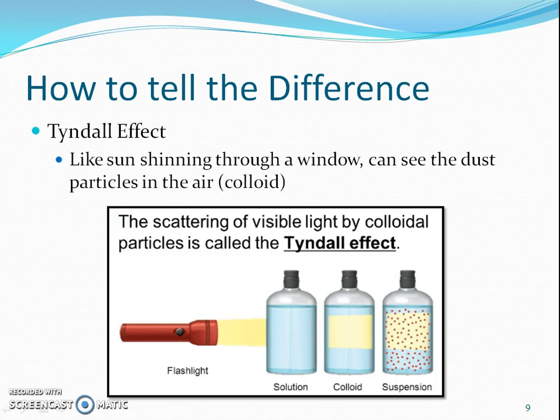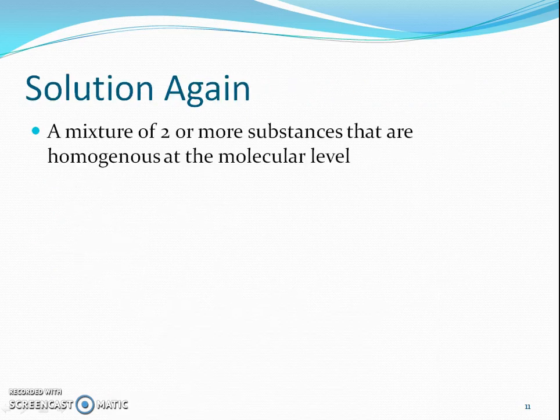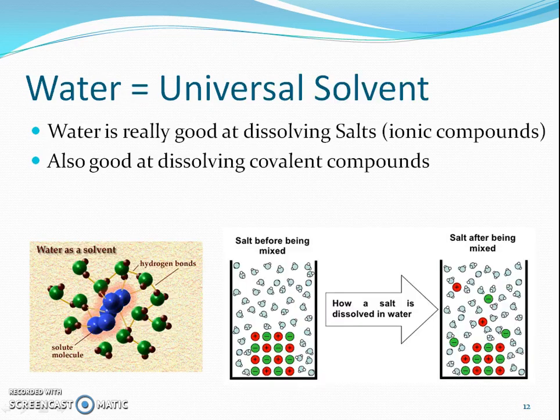So he took that flashlight and he shined it through a solution, a colloid, and what's called a suspension. In a solution, you wouldn't even see the light. It goes right through, right? Because it's a homogeneous mixture. A colloid, on the other hand, you would see the light, and in a suspension, you would even see the particles. So again, he talked about those three different examples: solution versus colloid versus suspension, and how that light or that laser would shine through. So again, he talked about that homogeneous at the molecular level, what a solution is.